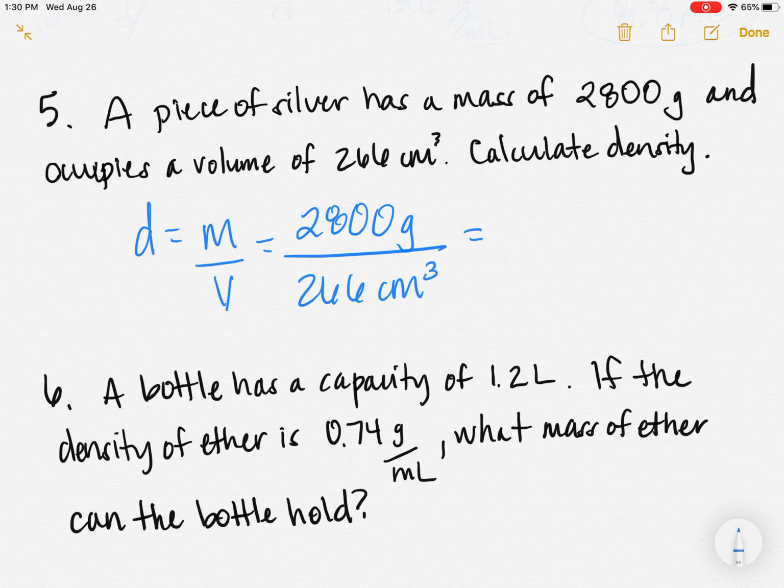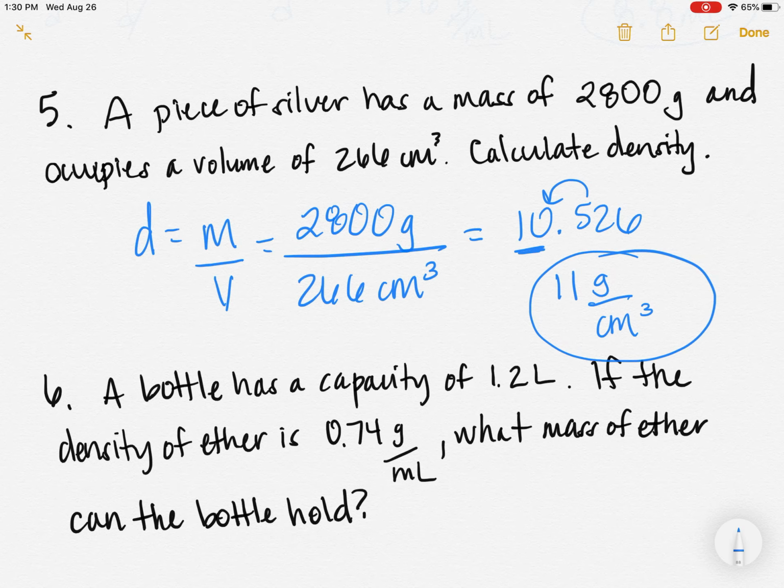Let's keep sig figs in mind. 2,800 has 2 sig figs. 266 has 3 sig figs. My answer can only have 2. Calculator gives me an answer of 10.526 and so on and so forth, but I can only keep 2 sig figs. 5 rounds this up, and I would report this density as 11 grams per cubic centimeter.